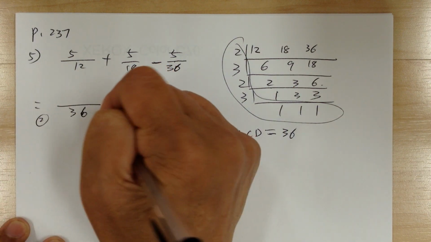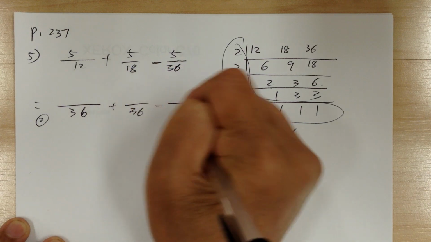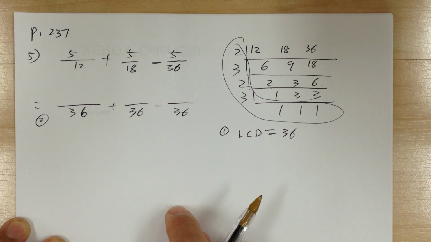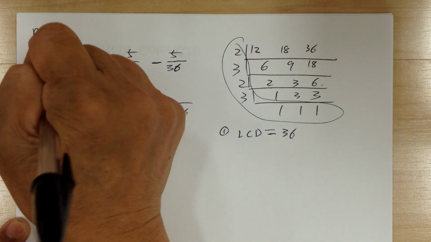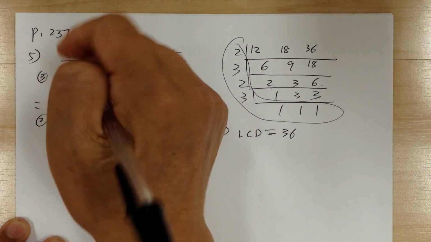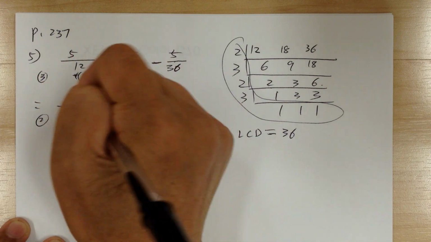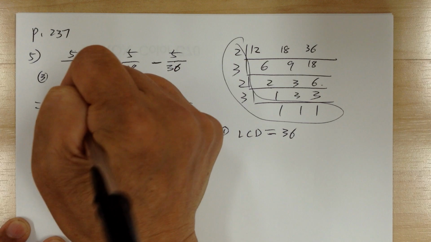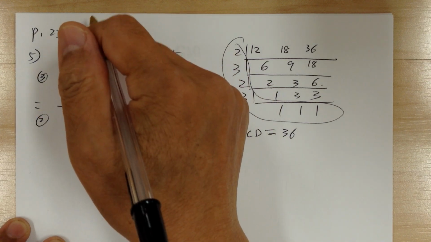So step 2 is get your LCD ready. You can put your LCD on the bottom. That's your step 2. Step 3, figure out how you're going to get from here to here. You need to multiply by 3. So 12 times 3 gives you 36, and 5 times 3 gives you 15. You have to multiply both the top and the bottom.